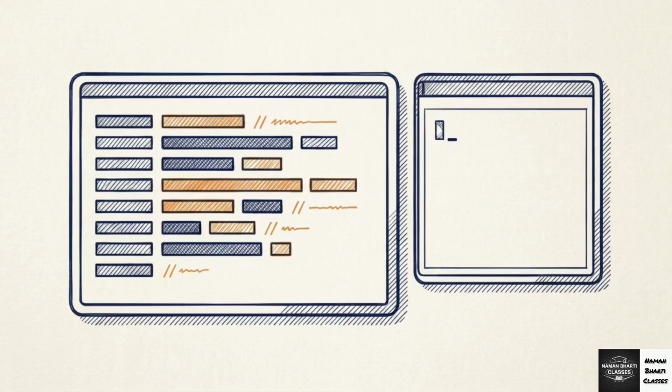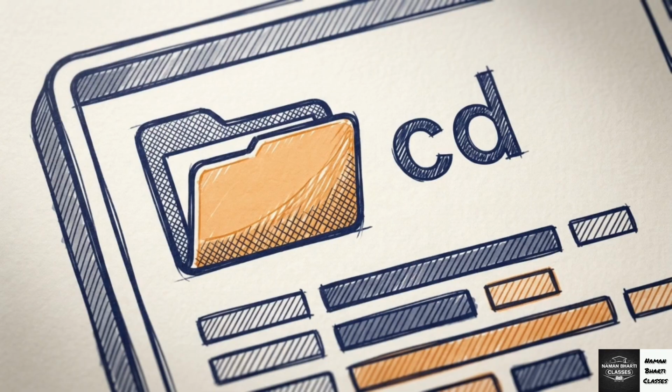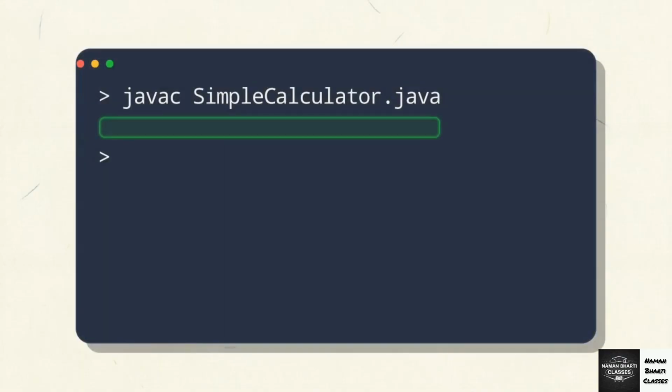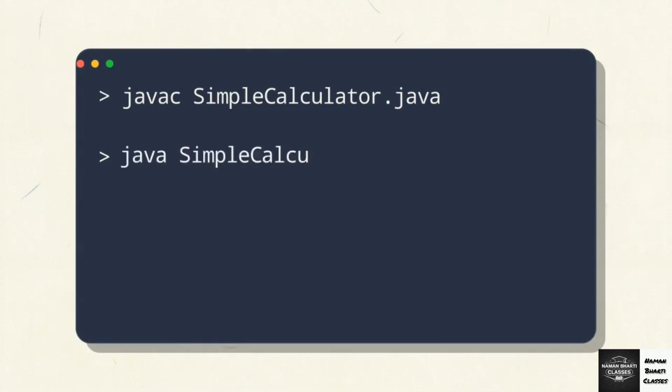Our script is complete. Open your terminal and use the cd command to navigate directly to the folder where you saved SimpleCalculator.java. Java execution requires a 2-step process. First, you must compile. Type java SimpleCalculator.java and hit enter. If your terminal returns a blank line, your code is clean. Step 2 is to run the compiled program. Type java SimpleCalculator. Let's test it.